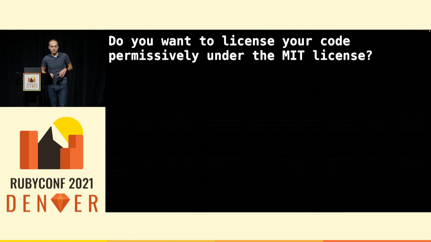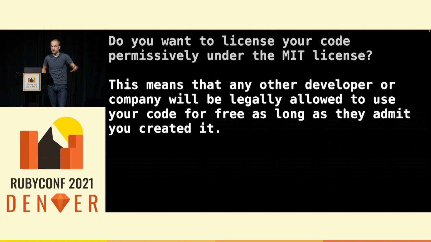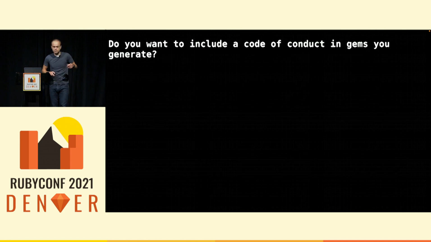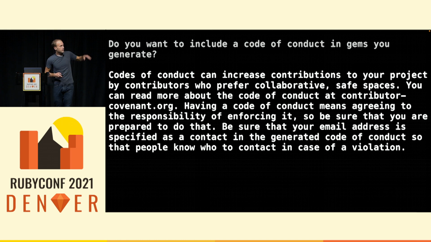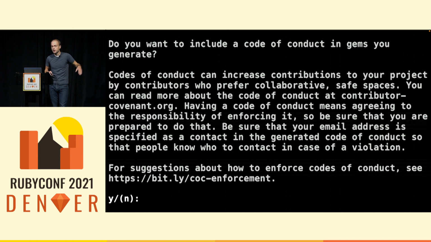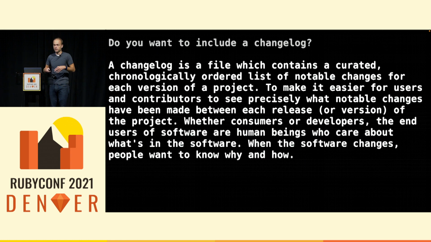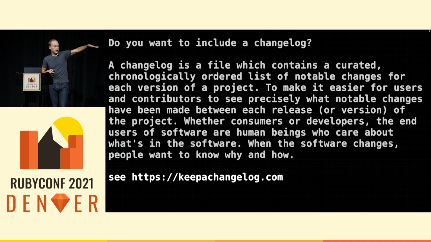It's easy to use. And then it asks, do you want to license it as open source using MIT? Most gems are licensed MIT. So yeah, let's do that. Do you want to have a code of conduct in the gems that you generate? Here's what a code of conduct is and how to enforce it. Yes or no? Sure, let's have it. And do you want a change log? This is a text file that tells you at each version what changed in your gem. You can read about it at Olivier's awesome site, keepachangelog.com. Yes or no? Yeah, I want to have a change log.